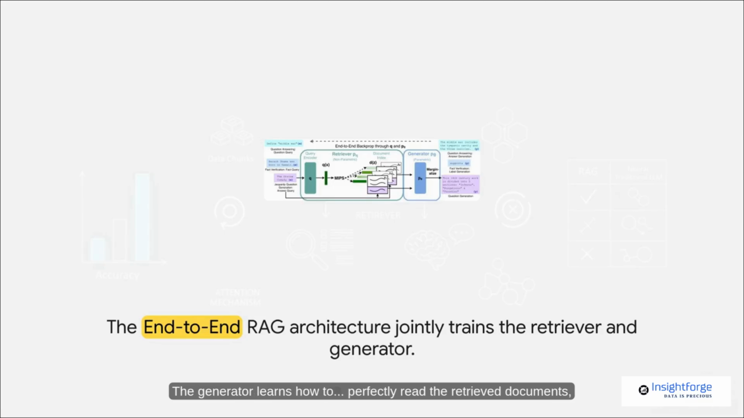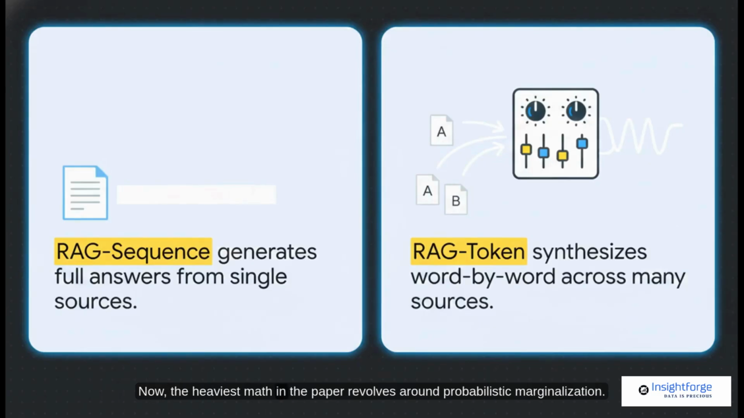The generator learns how to perfectly read the retrieved documents, while the retriever gets better at finding the specific types of documents the generator finds useful. It's a brilliant feedback loop. Now, the heaviest math in the paper revolves around probabilistic marginalization. Sounds terrifying, right? But we can completely simplify it.